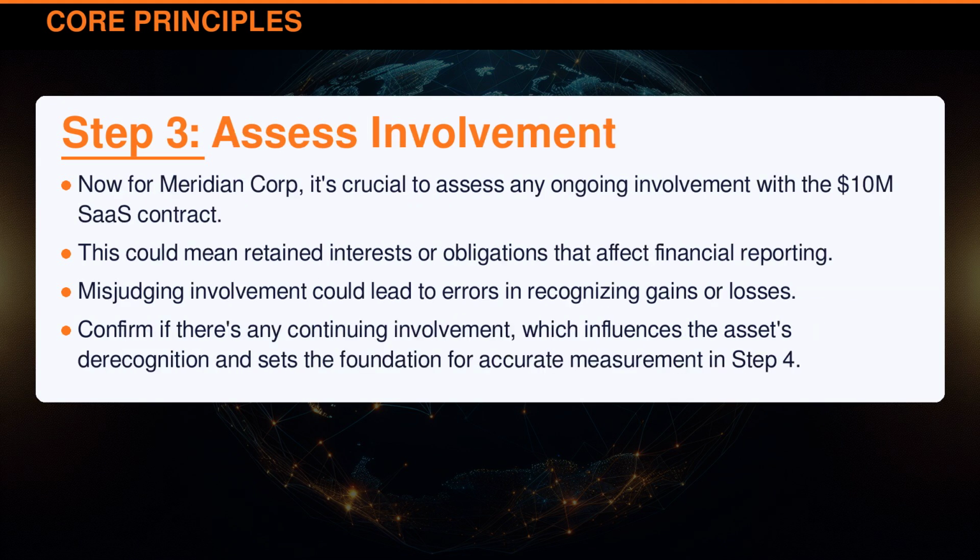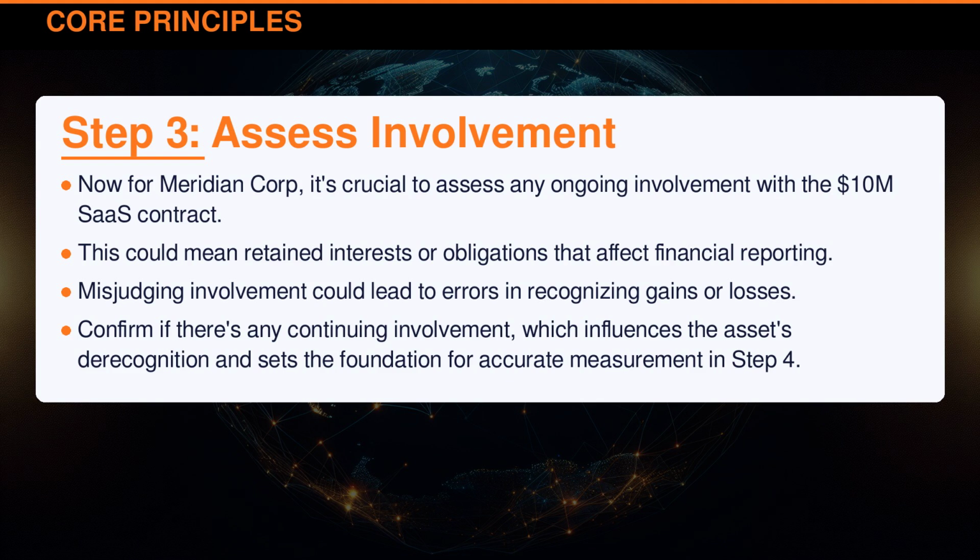Now, for Meridian Corporation, it's crucial to assess any ongoing involvement with the $10 million SaaS contract. This could mean retained interests or obligations that affect financial reporting. Misjudging involvement could lead to errors in recognizing gains or losses. Confirm if there's any continuing involvement, which influences the asset's derecognition and sets the foundation for accurate measurement in Step 4.